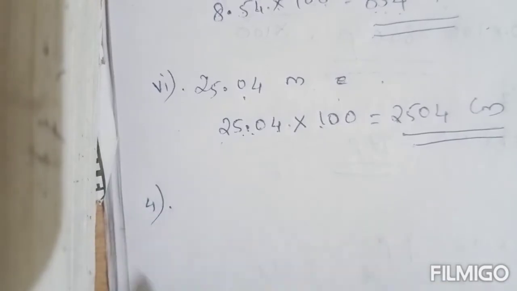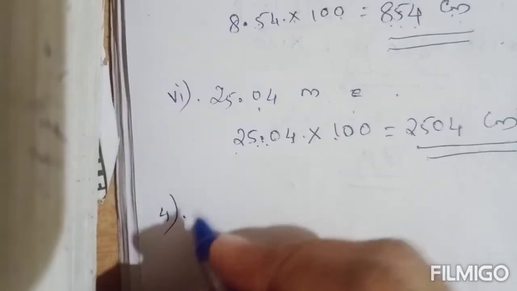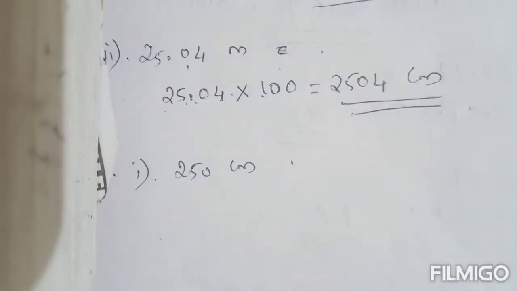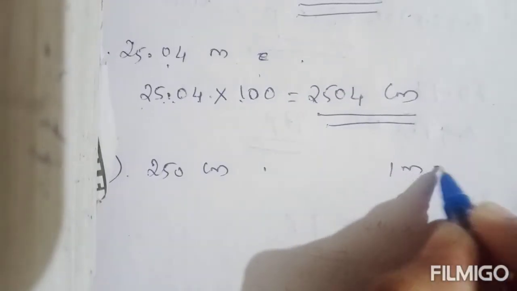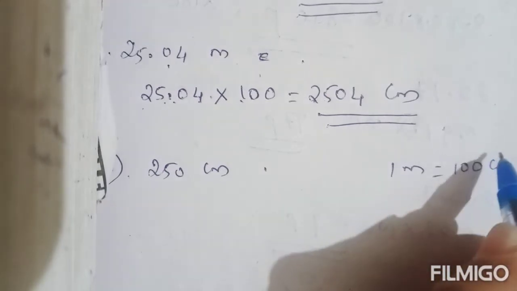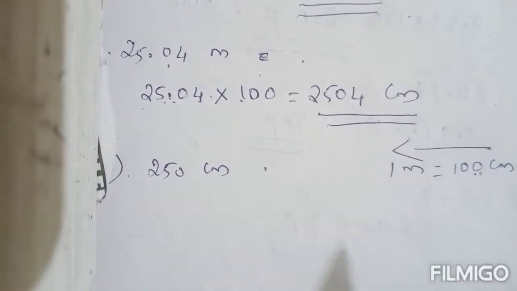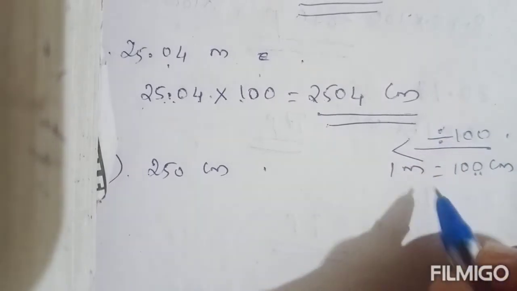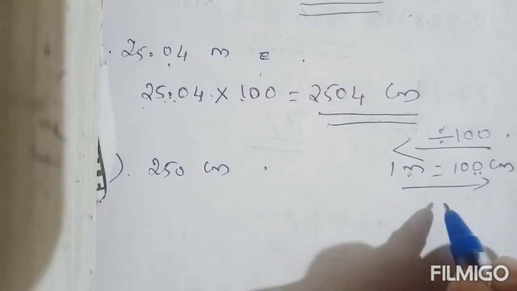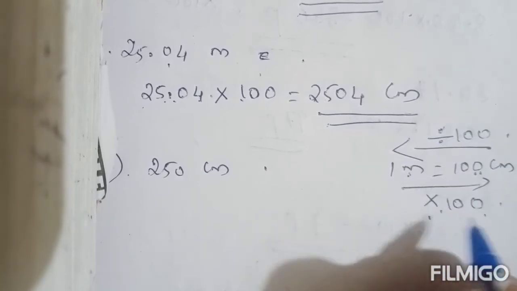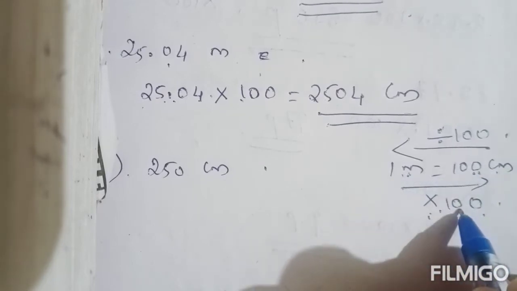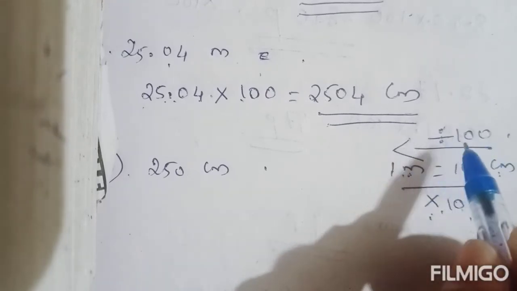Now in that fourth question, express in meter. First one, 250 centimeter. So here you have to express centimeter in meter. We know 1 meter equals 100 centimeter. In order to express centimeter in meter, just divide by 100. In order to express meter in centimeter, just multiply by 100, that we did just now. Meter to centimeter is multiplication by 100 and centimeter to meter is division by 100.